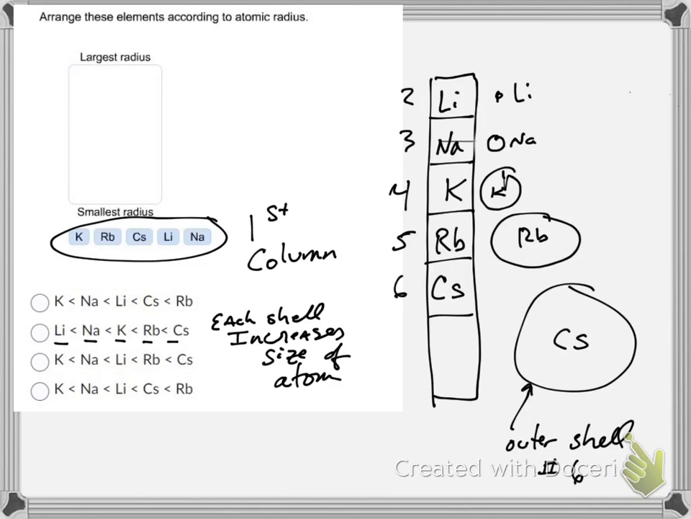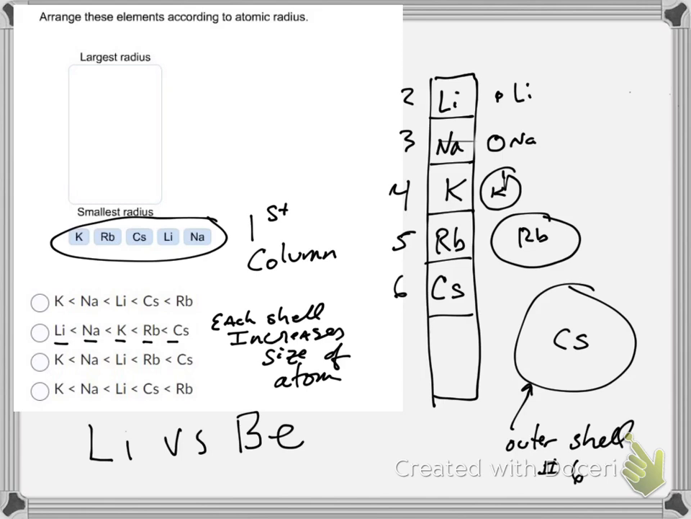So each shell increases the size of the atom. Now when you're within a shell, where we're talking about lithium versus beryllium, going across, what we see is a decrease in size as we add more protons into the same shell. So if we're going across a row, there's a contraction, everything gets smaller.